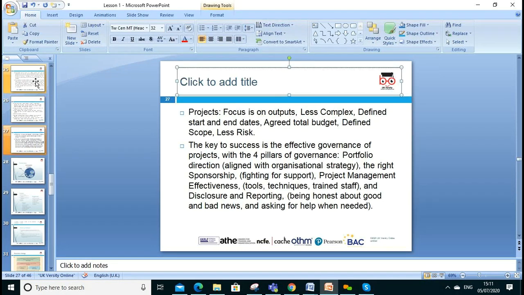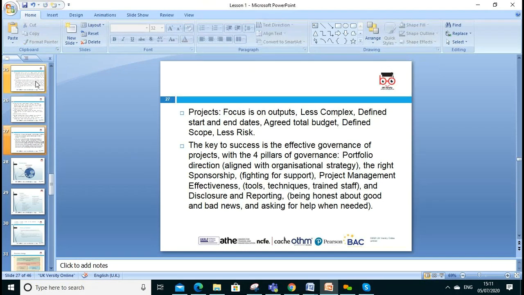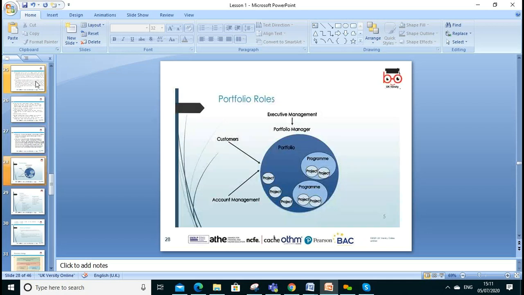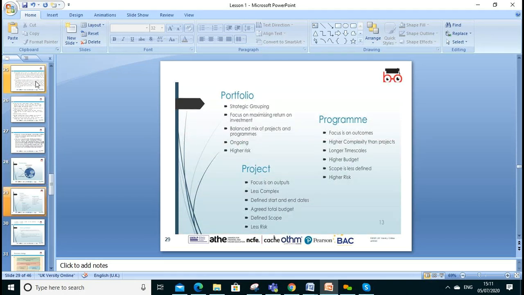Focus on the outcome, higher complexity than the project, and a longer time scale. So the program and the project have all been discussed, compared and contrasted. These are the key stages: project direction in line with the organization's strategy, the right sponsor fighting for support, project management, effective tools and techniques, stakeholder disclosure and reporting of outcomes. And portfolio roles, when we look at the portfolio, include customer and account management; we have different projects and portfolio programs. We need to manage the projects and tasks, and we need to schedule.